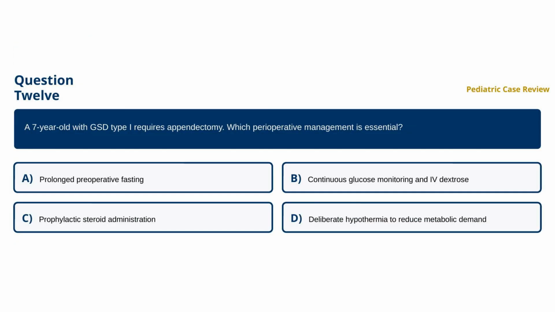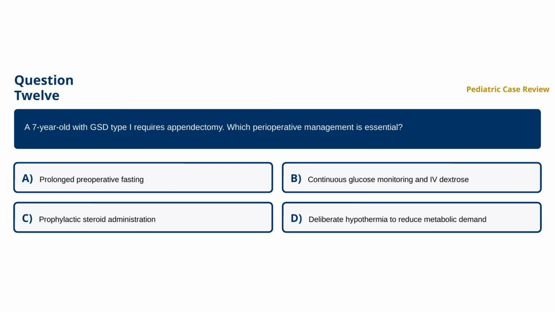A 7-year-old with GSD type 1 requires appendectomy. Which perioperative management is essential? Option A, prolonged preoperative fasting. Option B, continuous glucose monitoring and intravenous dextrose. Option C, prophylactic steroid administration. Option D, deliberate hypothermia to reduce metabolic demand.